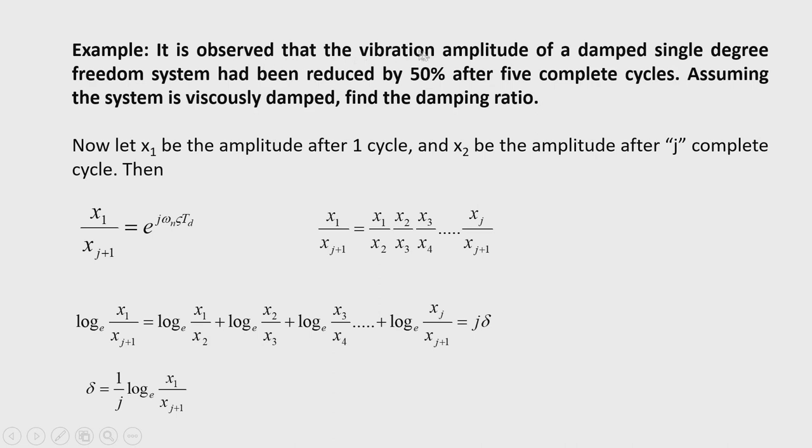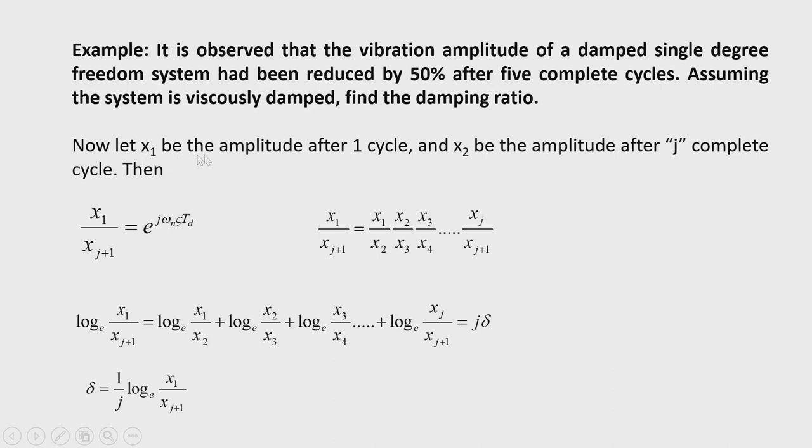It is observed that the vibration amplitude of a damped single degree of freedom system had been reduced by 50% after 5 complete cycles. So, consecutive cycle information is not given. After completing the 5th cycle, the amplitude reduction is known to us. Now, assuming that it is a viscously damped system, we are required to find the damping ratio. Now, let us see how we can solve this problem.